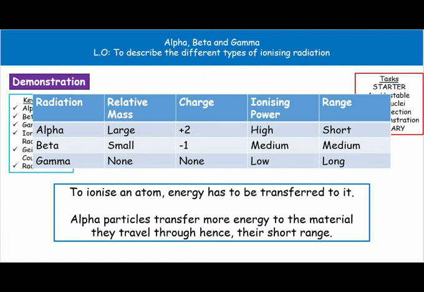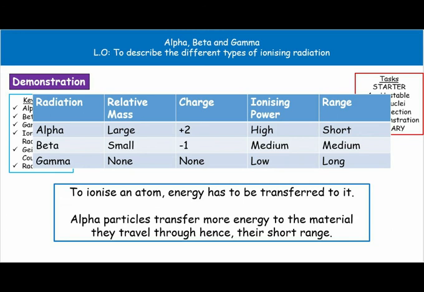Now, where we've been talking about this ionizing power, what we're referring to is the ability of those particular types of radiation to cause the atom to become an ion. So in order to do that, we've got to transfer energy to that atom. So the one we've got there with alpha being high ionizing power just means the alpha particles transfer more energy to the material, and because of that, they then get a short range, because their ability to travel is all down to the energy that they've got.